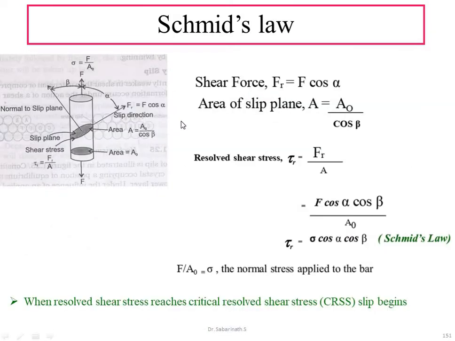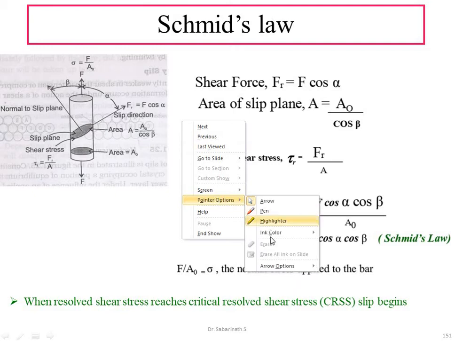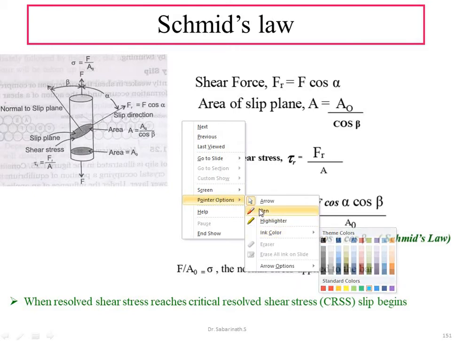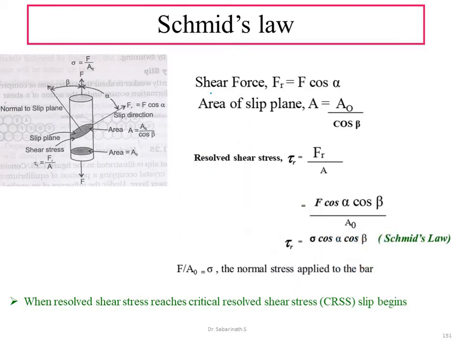So this is the derivation. In Schmid's law, a shear force Fr is there, Fr along this direction, and we have seen alpha and beta in the earlier slide.